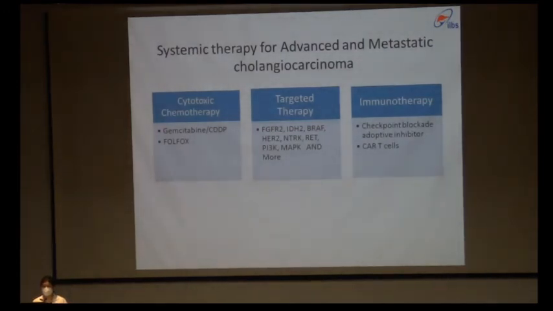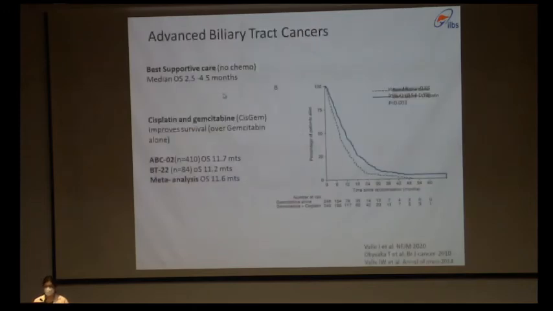Further, the systemic therapy which has to be used for advanced and metastatic cholangiocarcinoma mainly includes combination of gemcitabine and cisplatin, FOLFOX, targeted therapy and immunotherapy. For advanced biliary tract cancer, if best supportive care is given without any chemotherapy, the median overall survival ranges from 2.5 to 4.5 months, whereas with doublet chemotherapy, the median overall survival ranges from 11 to 12 months.